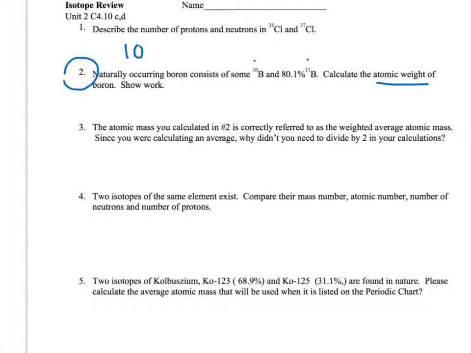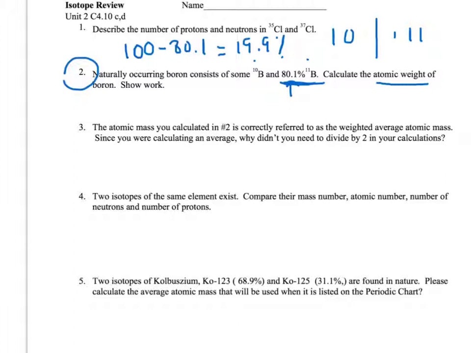So if I just do 100 minus 80.1, it gives me 19.9%. 19.9% of all boron is boron 10. Okay, so in my head I just want to estimate the average weight. If there's 4 times more boron 11 than boron 10, I know the average is going to be between 10 and 11, and it's going to be significantly closer to the 11. Not 10 and a half, it's going to be more like 10.75, for example, because there's so much more boron 11.